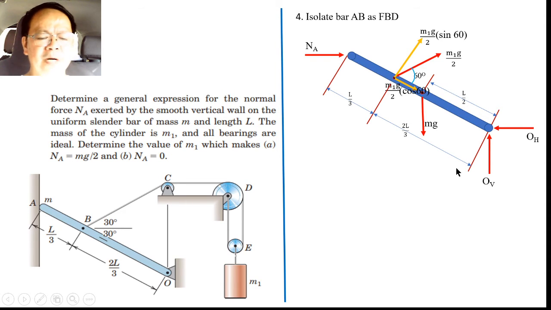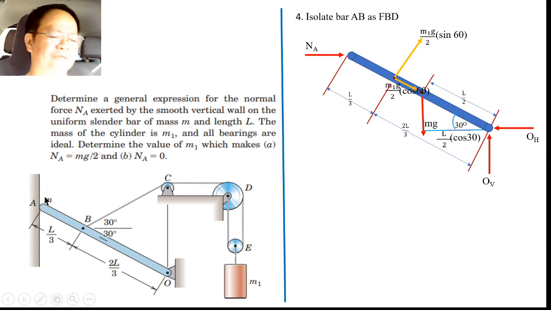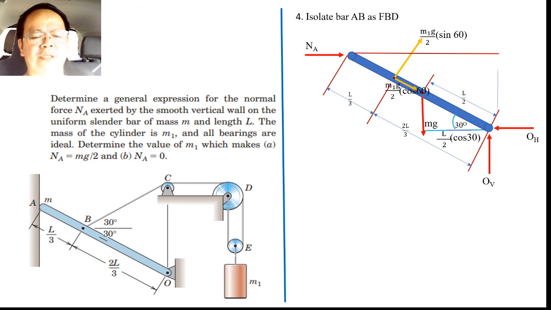And because the bar is inclined at 30 degrees, the moment arm of this weight of the bar will be equal to L over 2 times cosine of 30. Similarly, this N sub 1, being horizontal because the wall is vertical, will have a moment arm equal to this distance, equal to that distance. And this distance is equal to L multiplied by sine of 30.